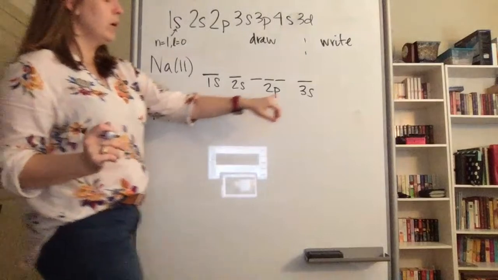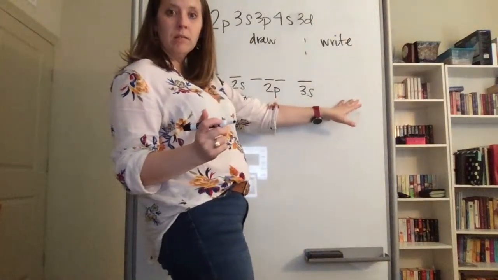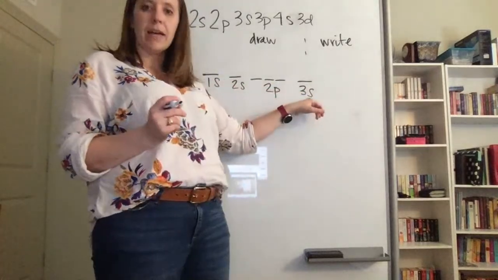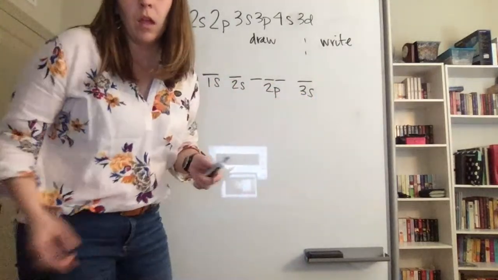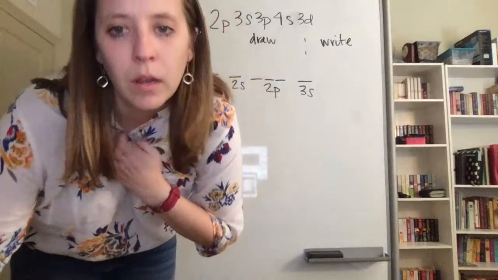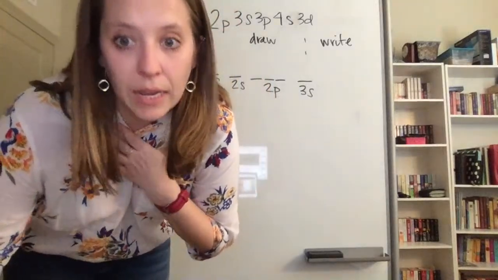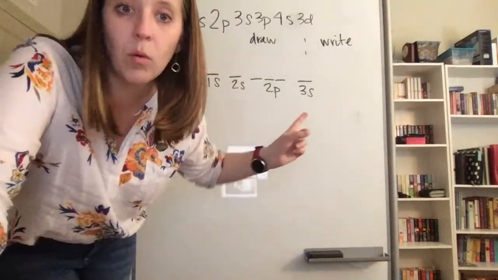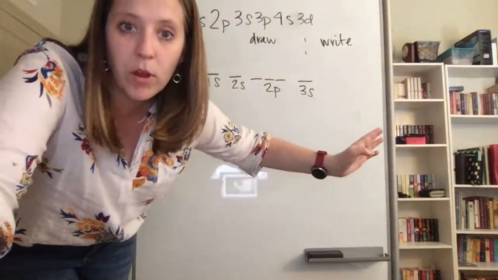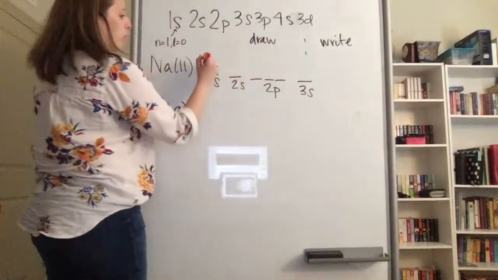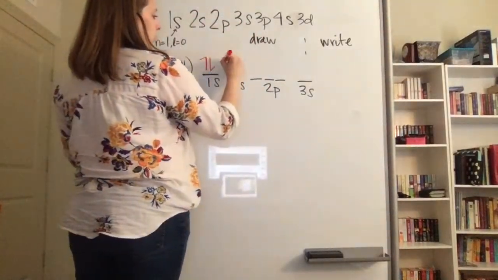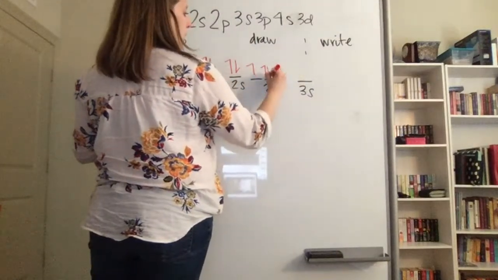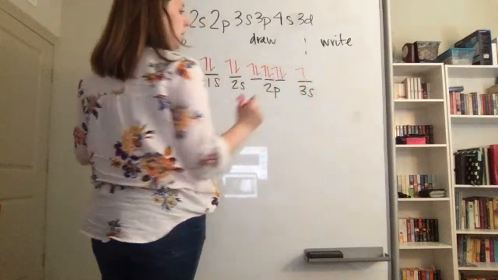So we could go ahead and draw the 3p, but I do know that in this case, this will be the last one that we need. Yes, if there is an element like sodium where it has an additional electron, we keep going further. So we'll plop in our 11: 1, 2, 3, 4, 5, 6, 7, 8, 9, 10, 11.